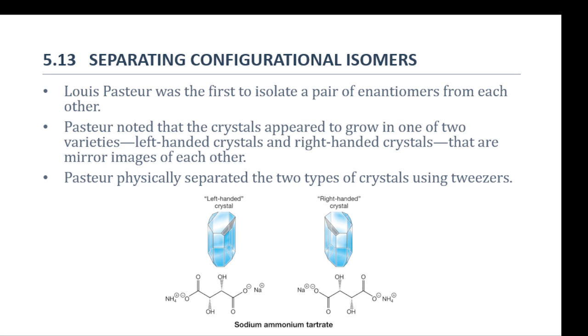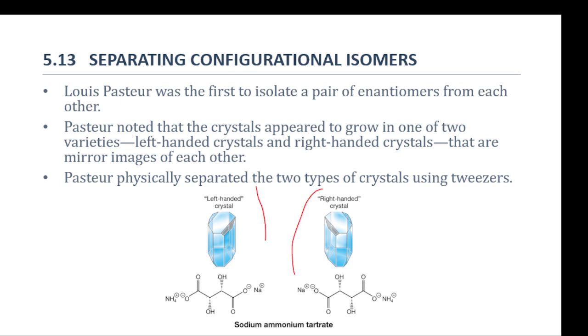So let's go ahead and look at separating configurational isomers. Louis Pasteur was actually the first to isolate a pair of enantiomers from each other. Pasteur noted that the crystals appear to grow in one of two varieties. There was a left-handed orientation crystal and a right-handed orientation crystal. And they are mirror images of each other. Can everybody see that crystal's different?